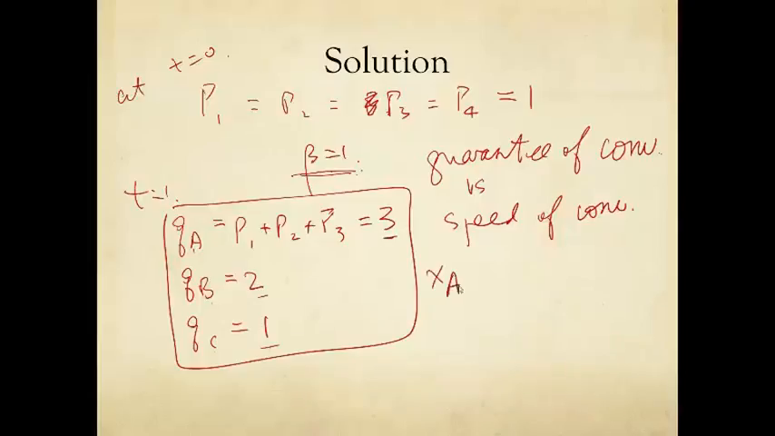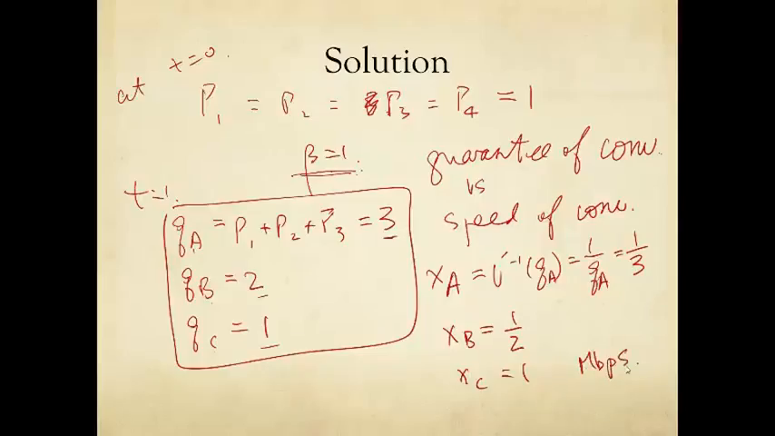Now, the source rates, therefore, work like this. It is U prime inverse of Q. For the log utility function, the demand function, U prime inverse, is just the reciprocal, 1 over QA. That means XA is 1 over 3, XB is 1 over 2, XC is just 1. These are measured in megabit per second.